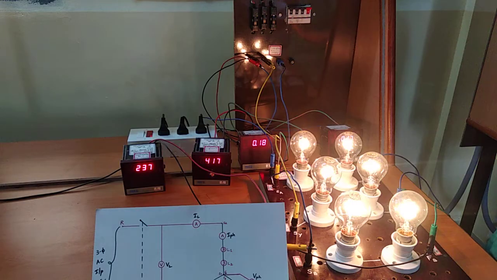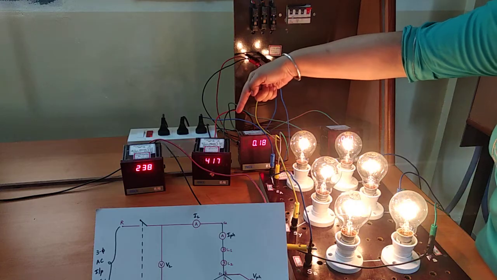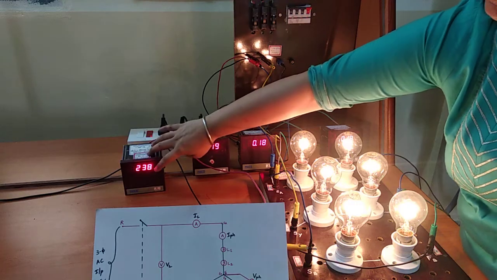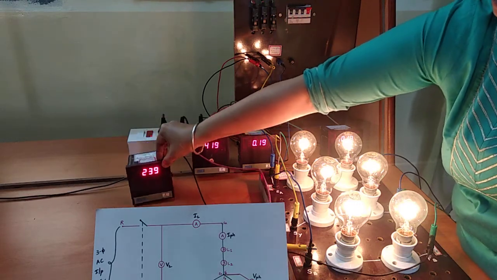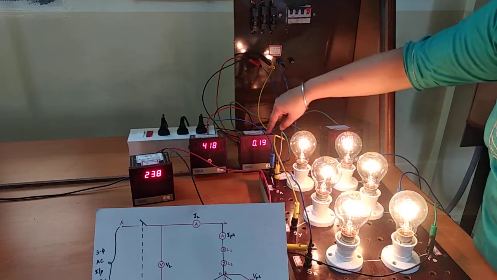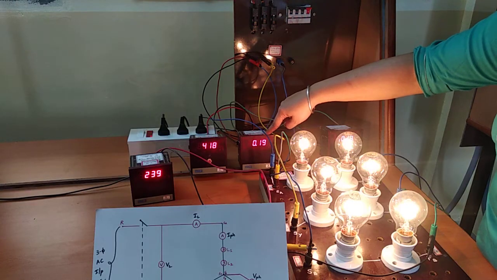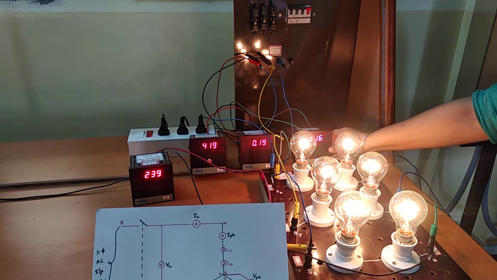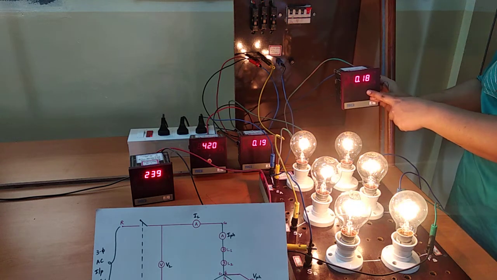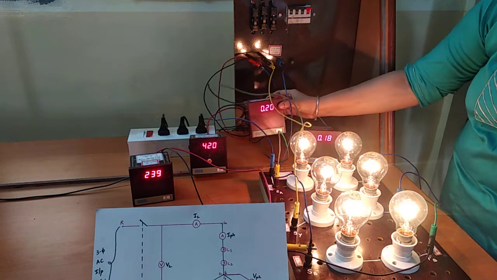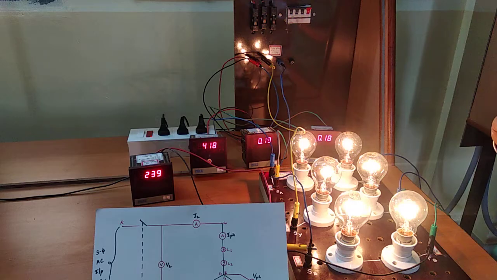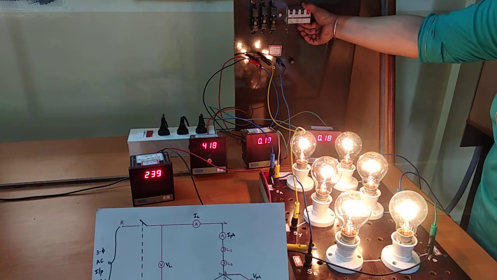Now you can see in a star connected load, the bulbs are glowing very beautifully. And observe the voltage reading. VL is reading 419, V phase 238. Then we have IL and I phase. IL reading 0.18, I phase reading 0.19 to 0.2. VL and V phase, right? Now let us tabulate the readings. Let's switch off the circuit.